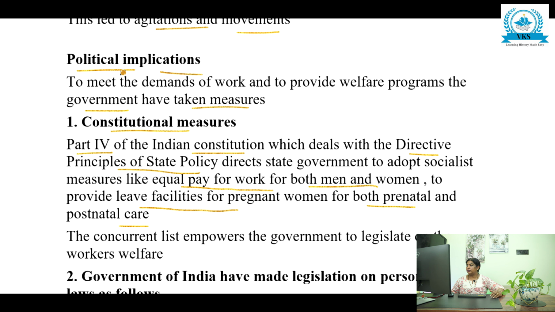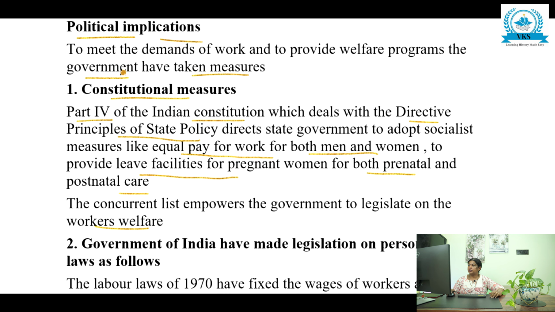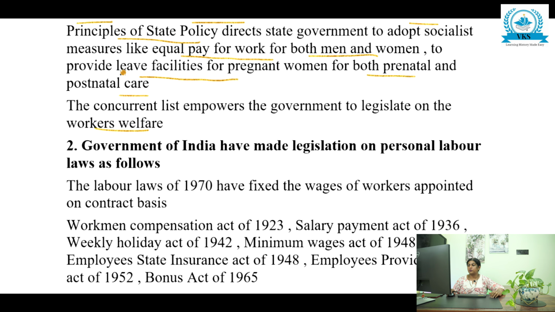The concurrent list empowers the government to legislate on workers' welfare. So if you see the concurrent list, it empowers the government to legislate the welfare of workers. Now the first one is constitutional measures.